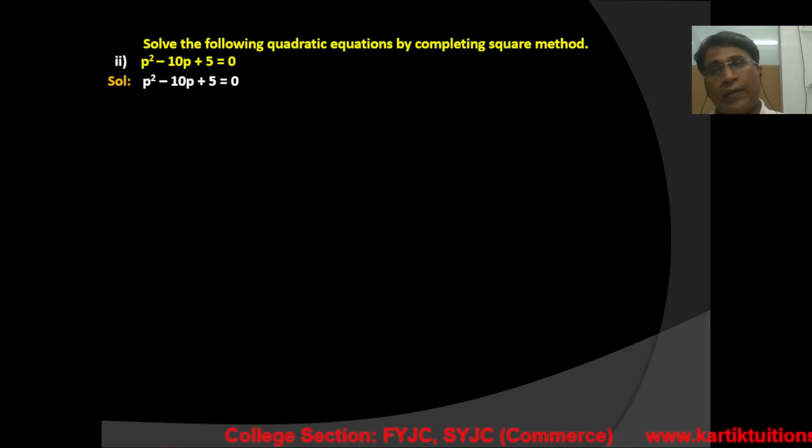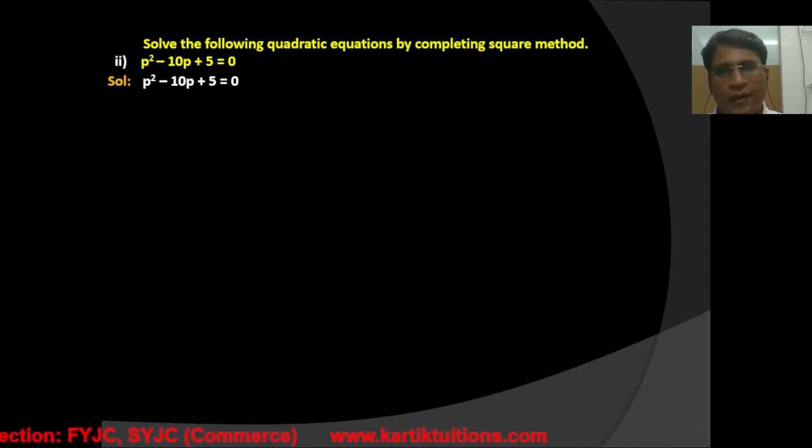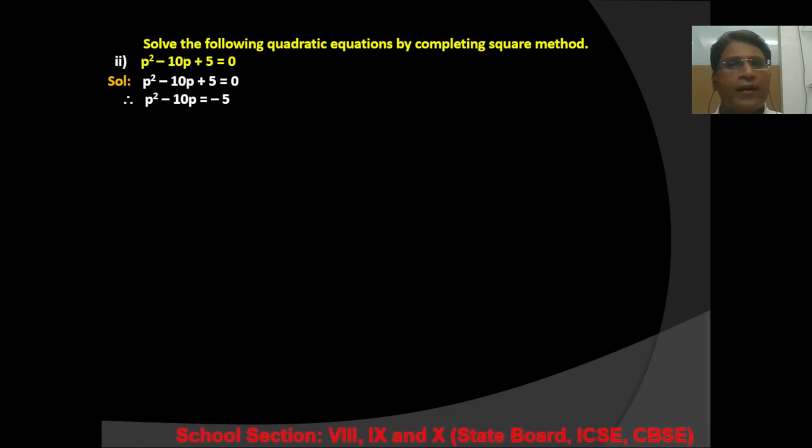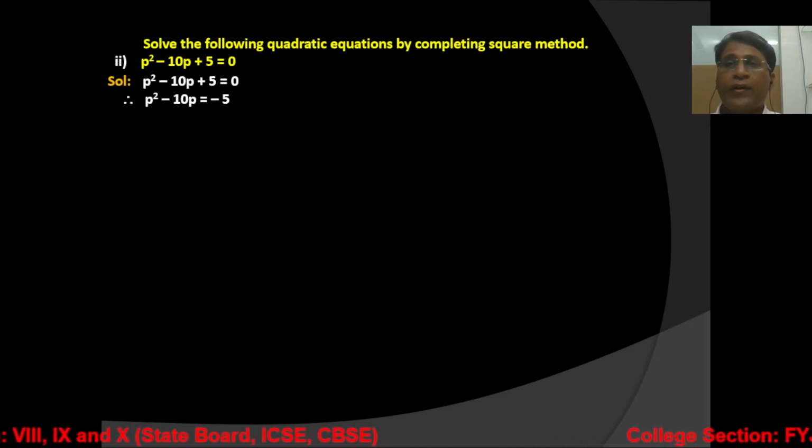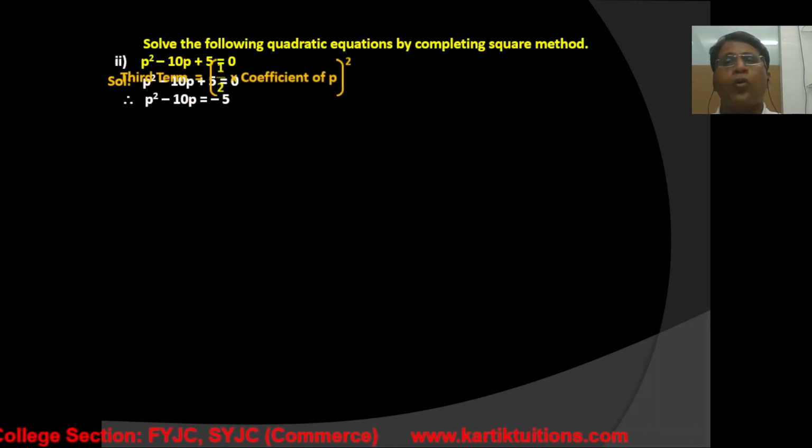Second step, variables on one side, constants on the other side. Here the constant is plus 5. I'll shift it to the right hand side. It will become minus 5. Third step is to find the third term. Third term is what? Half into coefficient of p, the whole square.